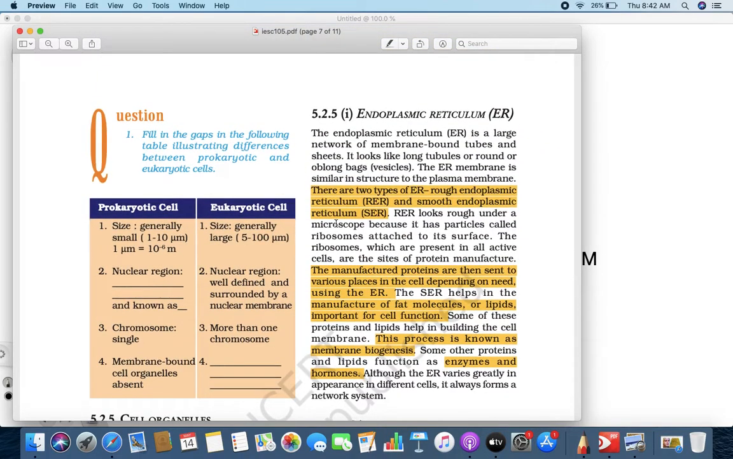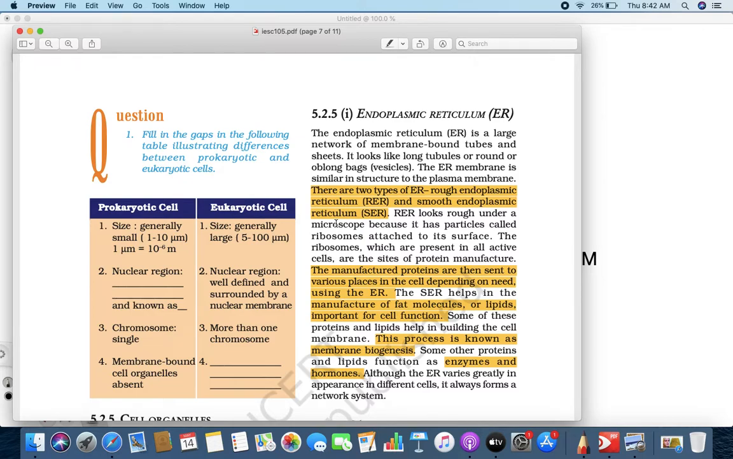So, what we have learned, endoplasmic reticulum is a long tube or round oblong bags. It makes a structure around a nucleus, right? There are two types of endoplasmic reticulum: one is the rough endoplasmic reticulum and the other is the smooth endoplasmic reticulum. Rough, why? Because it has ribosomes on it. These ribosomes attach to the rough endoplasmic reticulum, and because of that, it looks rough in structure. We call it the rough endoplasmic reticulum.